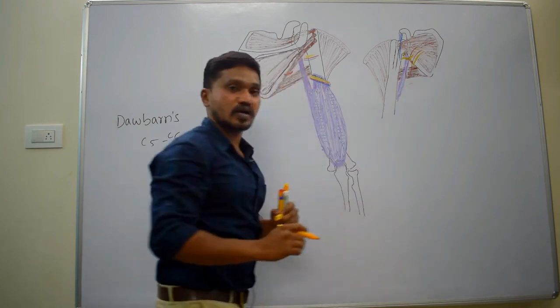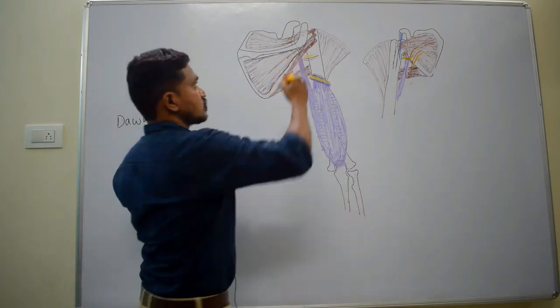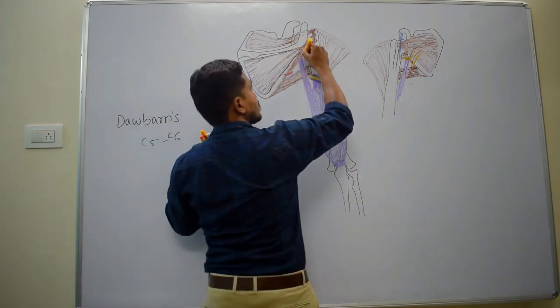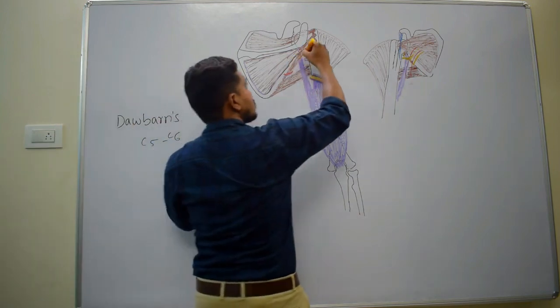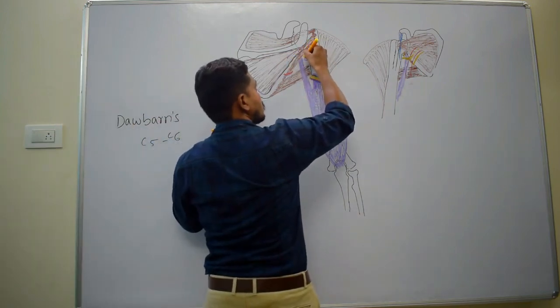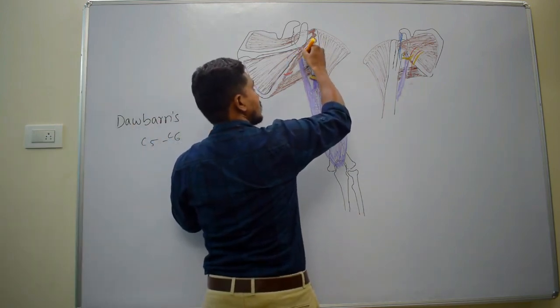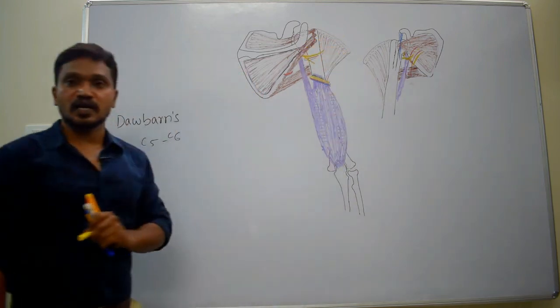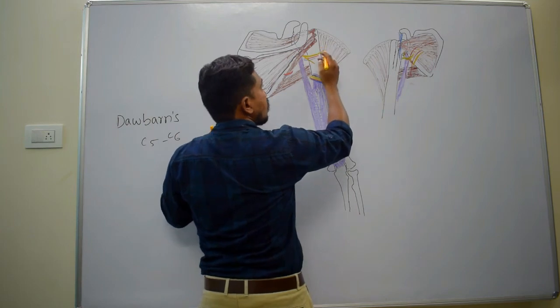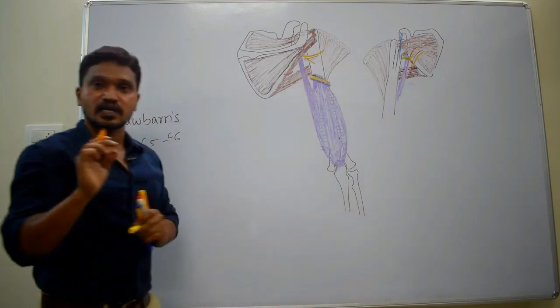After passing through the quadrangular space, it comes back. So here I am showing the axillary nerve. Within the quadrangular space, it divides into 2 branches, anterior division and posterior division. This is posterior division and this is anterior division. These divisions are in relation with the deltoid muscle. This anterior division winds around the surgical neck of humerus.